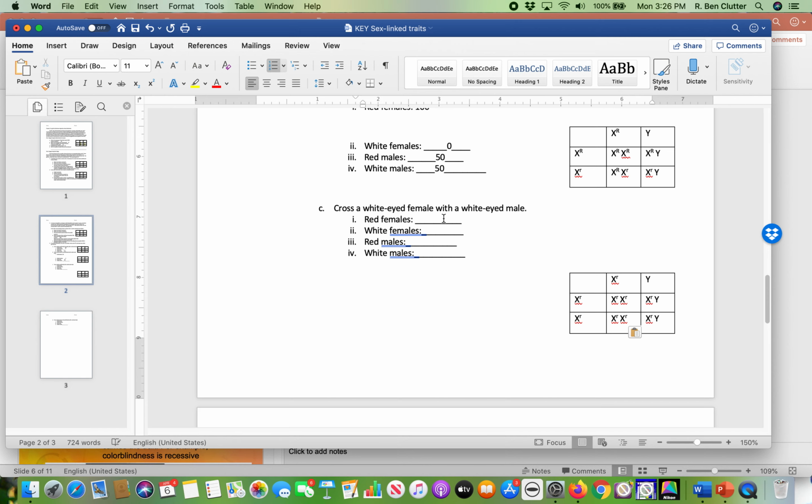So red-eyed females are going to be 0. White-eyed females are going to be 100%. Red-eyed males are going to be 0%. And white-eyed males are going to be 100.